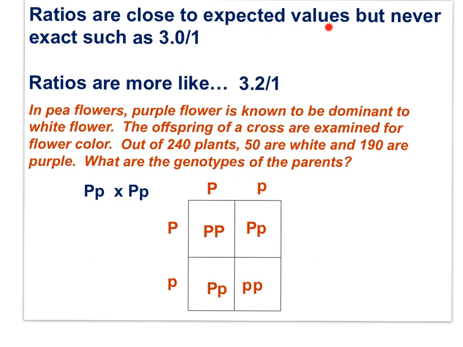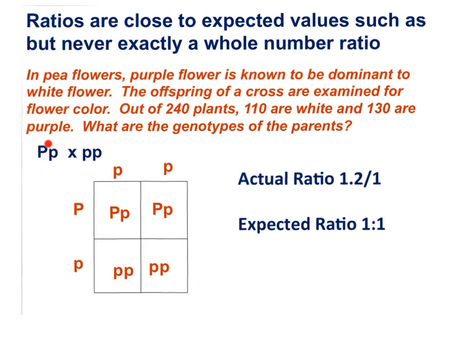Ratios are close to expected values, but never exact. They're never 3.0 to 1. It's more like 3.2 to 1, and you have to recognize this particular ratio as 3 to 1, which would be typical of the heterozygous or monohybrid cross. So if you're looking at a cross of a heterozygous individual with the homozygous recessive, and out of 240 plants, 110 are white and 130 are purple, you need to recognize this ratio as a 1-to-1 ratio, even though the actual ratio might be 1.2 purple to 1 white.